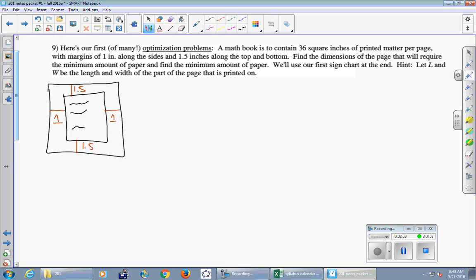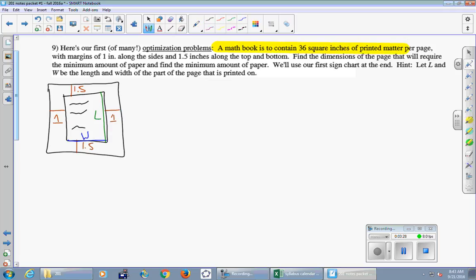Okay. And there's a hint here. It says let L and W be the length and the width of the part of the page that is printed on. So we're going to say that we'll call this guy right here in blue W. And we'll draw some green here. That thing right there is L. And we are given the fact that the book is to contain 36 square inches of printed matter per page.